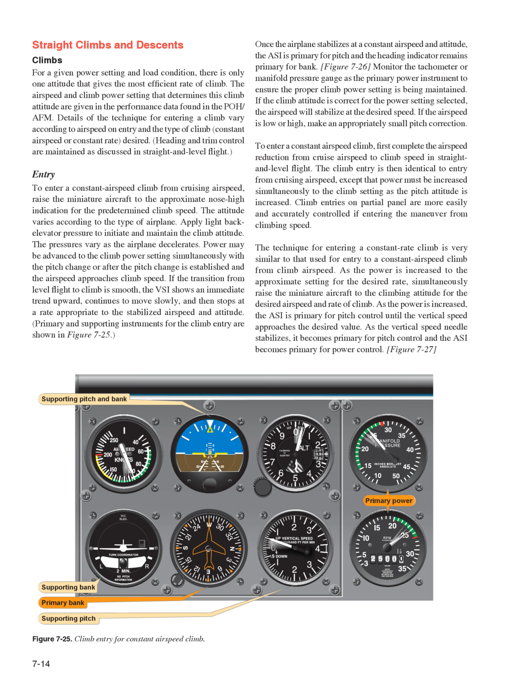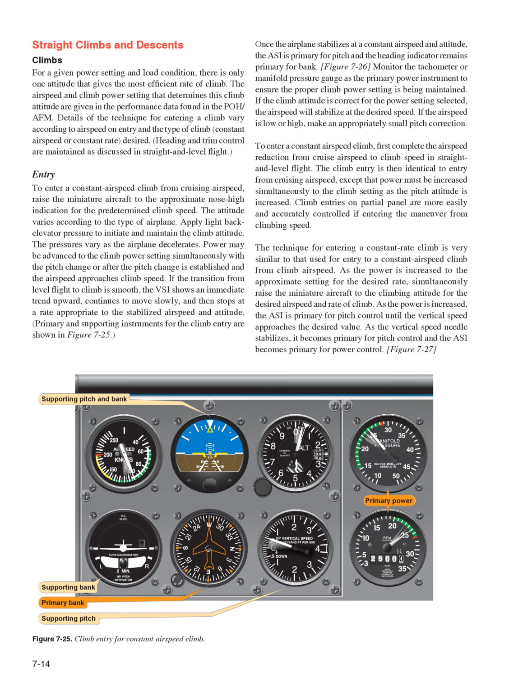If the transition from level flight to climb is smooth, the VSI shows an immediate trend upward, continues to move slowly, and then stops at a rate appropriate to the stabilized airspeed and attitude. Primary and supporting instruments for the climb entry are shown in Figure 7-25. Once the airplane stabilizes at a constant airspeed and attitude, the AI is primary for pitch and the heading indicator remains primary for bank. Figure 7-26: monitor the tachometer or manifold pressure gauge as the primary power instrument to ensure the proper climb power setting is being maintained.